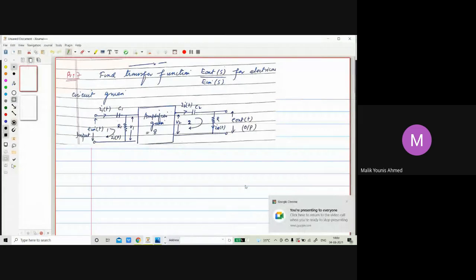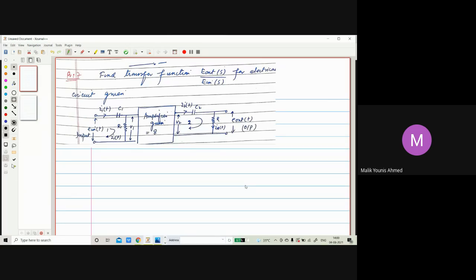Now, next problem is find the transfer function E out S for an electrical circuit. E out S divided by E in S for this. This is an amplifier. So we have an input circuit where there's a gain, amplifier gain is there, and we are boosting the output signal. That's all. This is the circuit given to you.